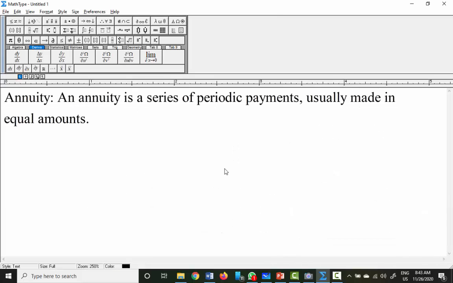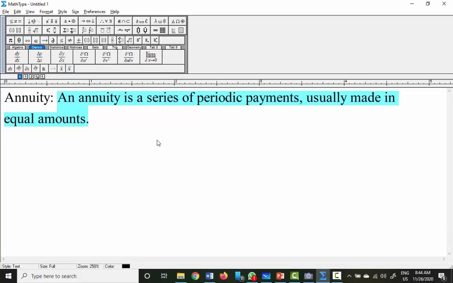Now we will study annuity. So what is annuity? An annuity is a series of periodic payments, usually made in equal amounts, right? So annuity means multiple payments, a series of periodic payments.